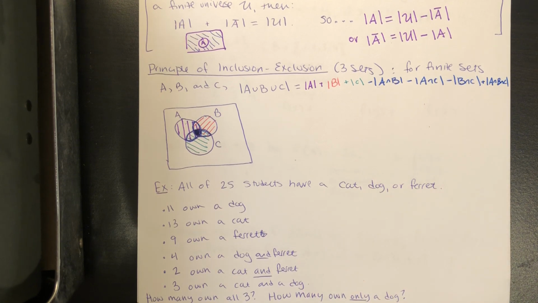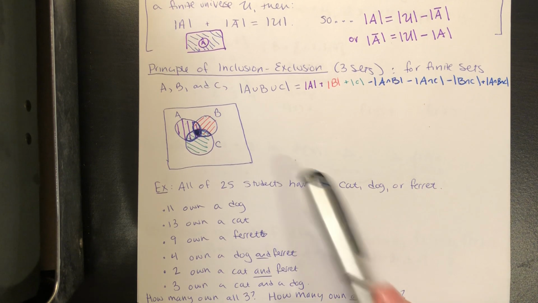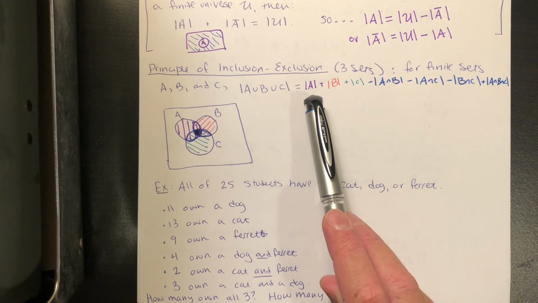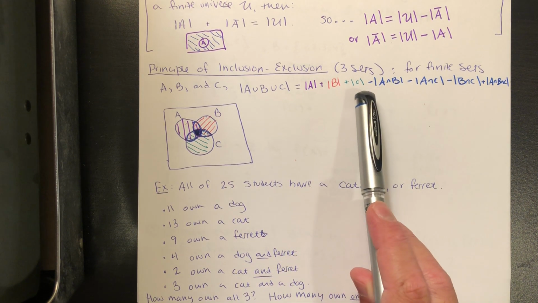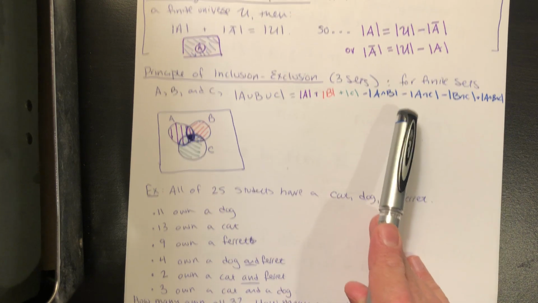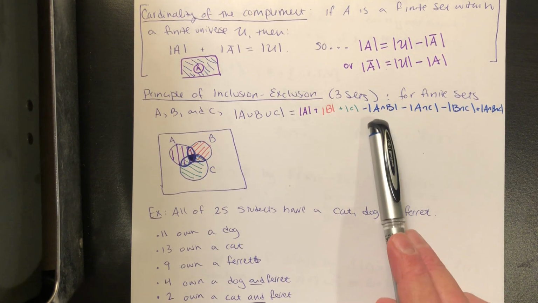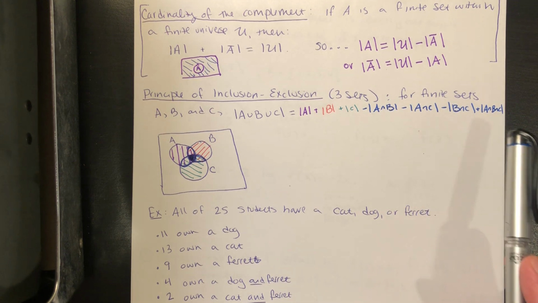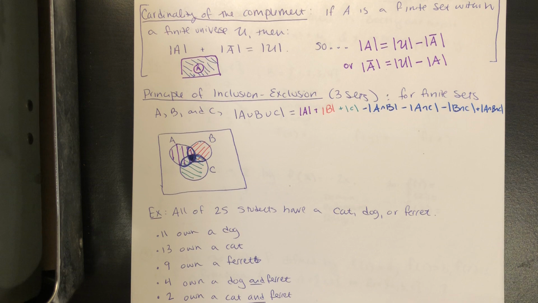So this is the principle of inclusion-exclusion for 3 sets. If you want to find the cardinality of the union of all 3, add the cardinality of A plus the cardinality of B plus the cardinality of C. Subtract each of the pairwise intersections, A intersect B, A intersect C, and B intersect C. And finally, add back in the intersection of all 3 sets.